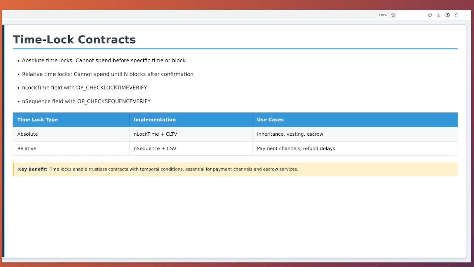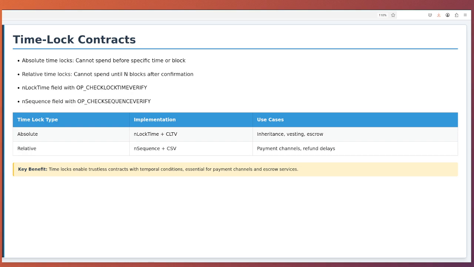Time lock contracts. Time lock contracts enable Bitcoin transactions that cannot be spent until a specific time or block height is reached. This temporal dimension adds powerful capabilities for escrow services, vesting schedules, inheritance planning, and payment channels. Bitcoin supports 2 types of time locks: absolute time locks and relative time locks.